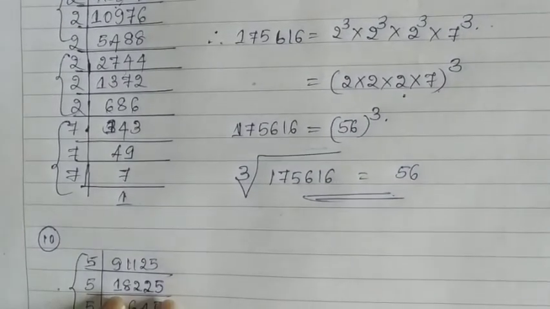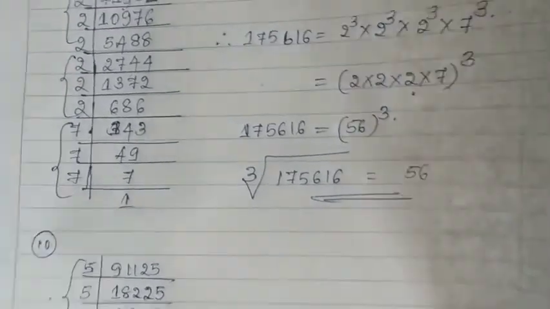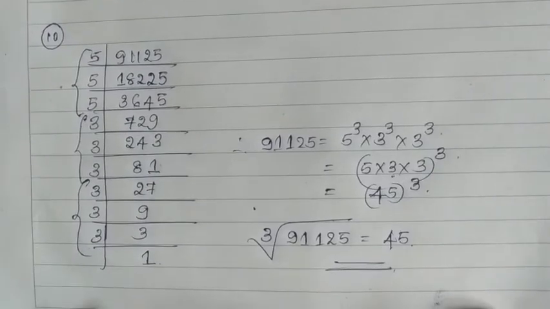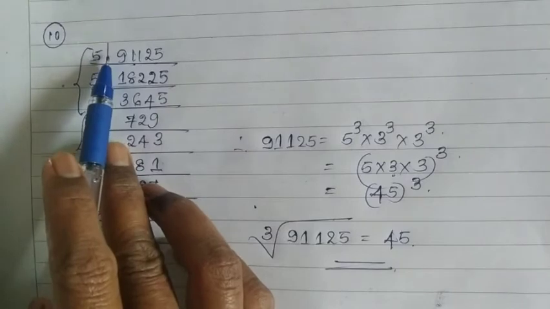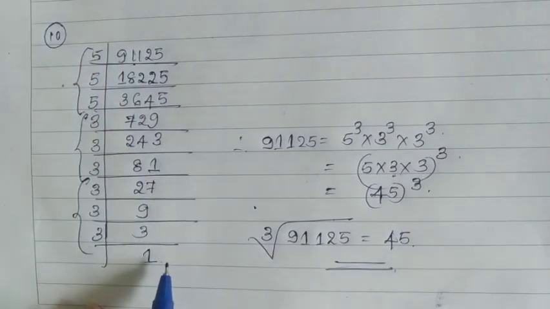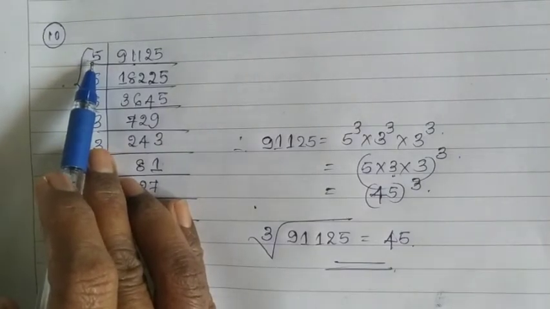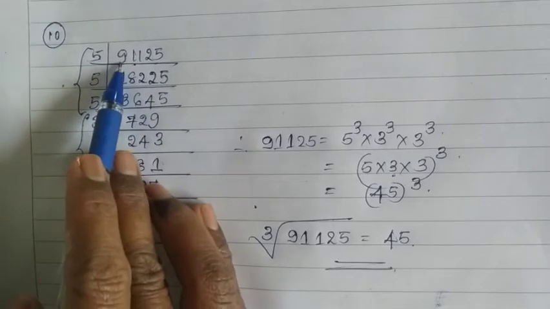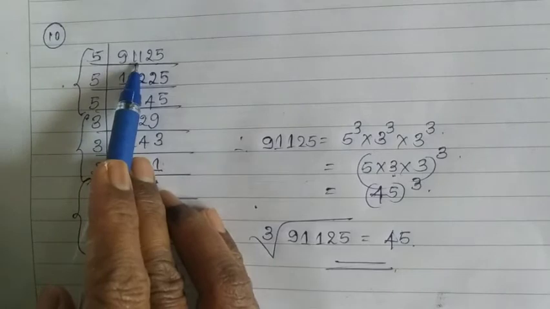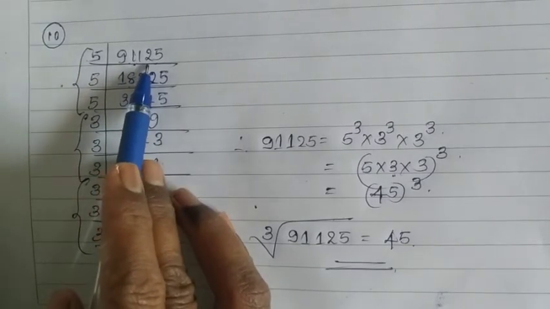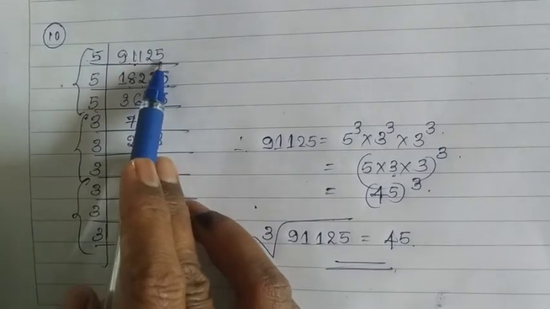Okay children, now come to the last problem of this exercise, that is the 10th problem. The 10th problem is like this: 91,125. Yes, this is introduced into the prime factorization method. Now start from 5. See and look at here. 5 ones are 5. 4 is remaining, that becomes 41. 5 8s are 40. 1 is remaining, that becomes 11. 5 2s are 10. 1 is remaining, that becomes 12. 5 2s are 10, 2 is remaining, that becomes 25. 5 5s are 25.